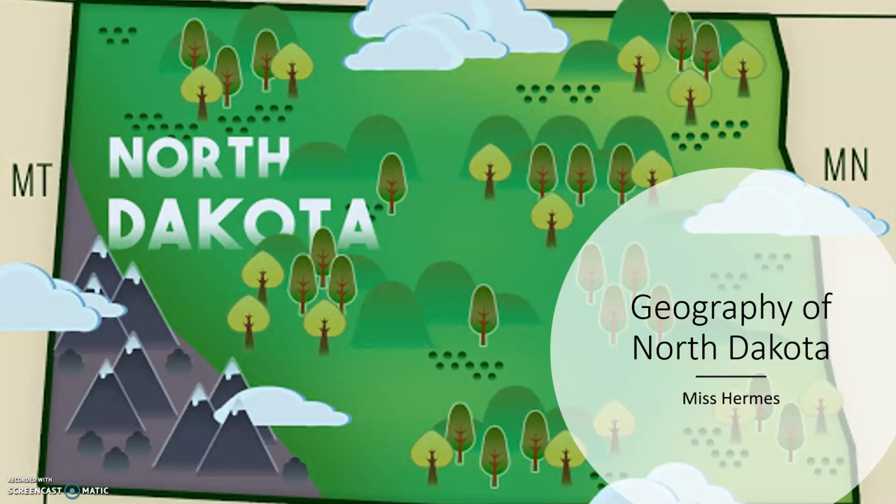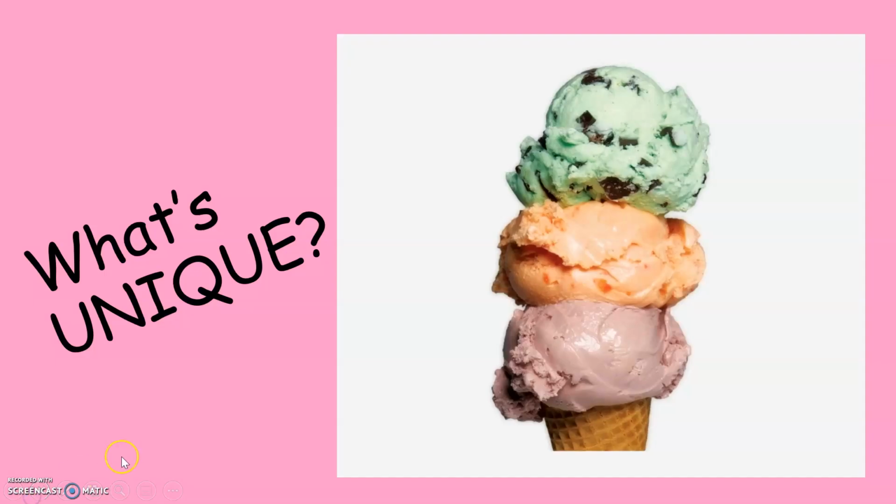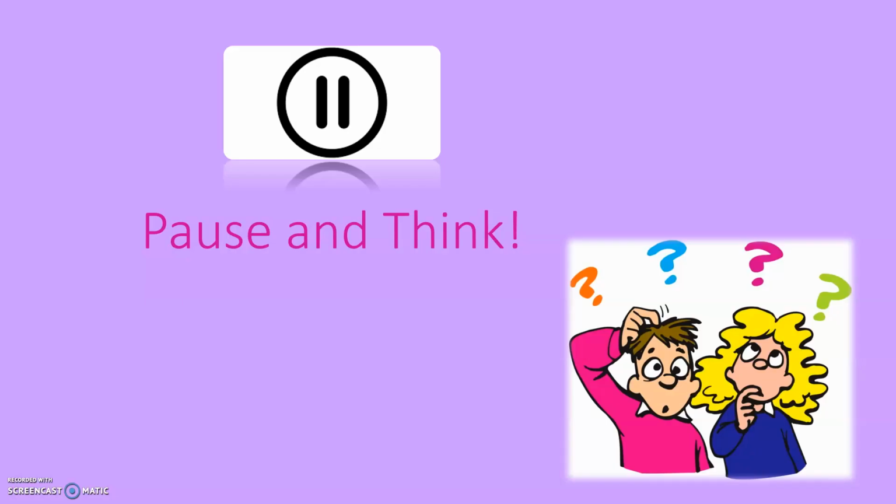Today, we are going to be learning together about the geography of North Dakota. First, I want you to take a look at this ice cream cone. What makes each of these flavors unique? They're all ice cream and they all belong to the same cone, but what makes each flavor different? You can pause the video for a quick minute and just think about what I asked.